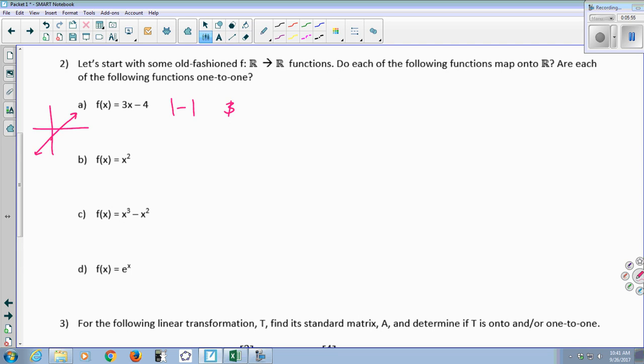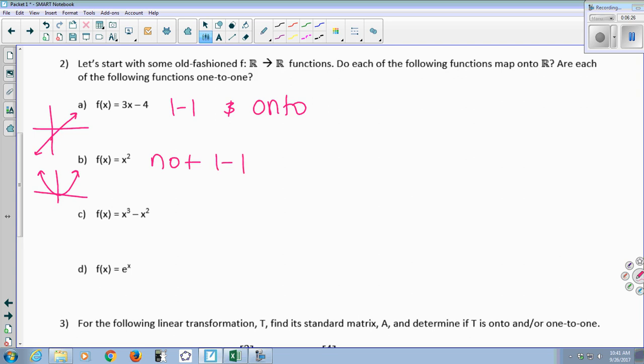Its range is all real numbers, negative infinity up to infinity, so it is onto. All right, f of x equals x squared. Looks like that, right? Is that one-to-one? No, it fails the horizontal line test, right? Because there are x values where more than one x value gets mapped to the same y value. So this is not one-to-one.